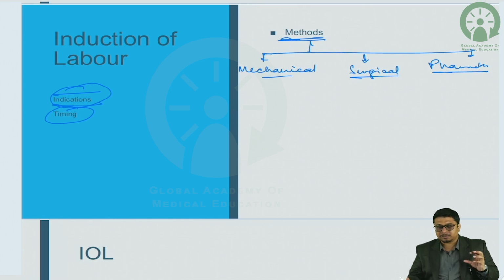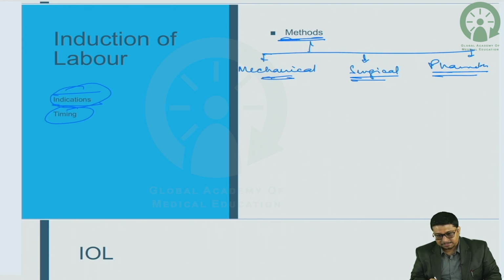So there are two parts to it. One is the effect of making the cervix more ripe and more dilated, and the other one is increasing or inducing uterine contractions. So we'll see the methods one by one and try to understand how that works.